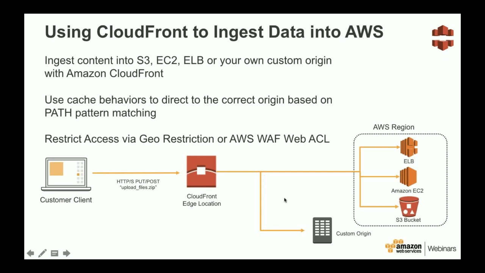So just like with S3 transfer acceleration, here we use the CloudFront edge locations to have a short, low latency, high throughput connection from your customers to a nearby Amazon location, and then we use the Amazon internal networking the rest of the way.